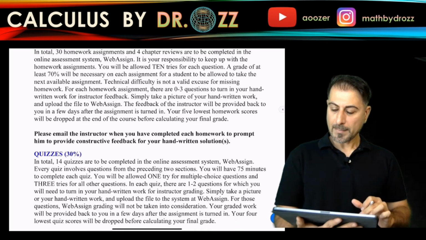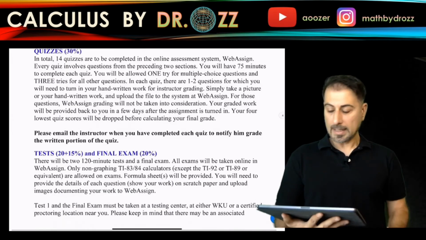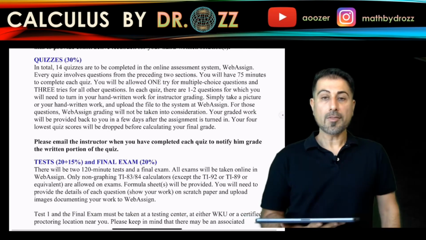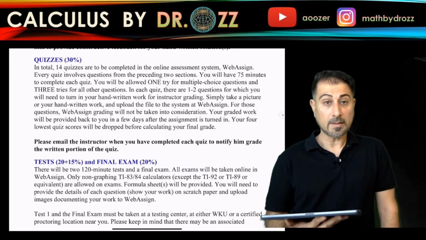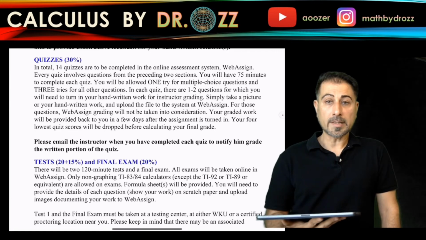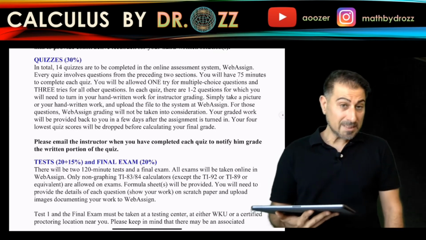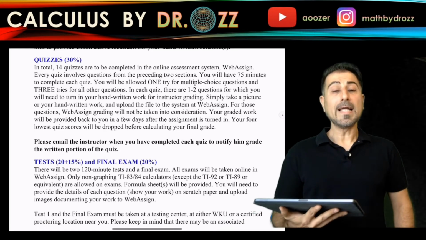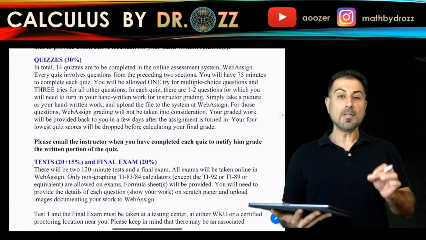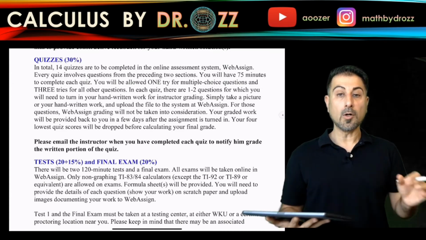assignments. Okay. And let's scroll down to quizzes. You will have 14 quizzes in total for this course, and that'll be 30% of your grade. So you can see the heavy weight of quizzes on your final grade. Okay, so we have 14 of them, and these are timed assignments, not like homework assignments. You will have 75 minutes to complete each quiz, and you will be allowed only 1 try for multiple choice questions and 3 tries for all other questions.